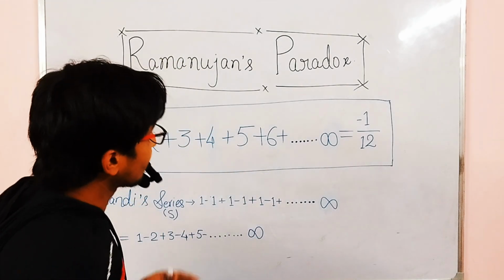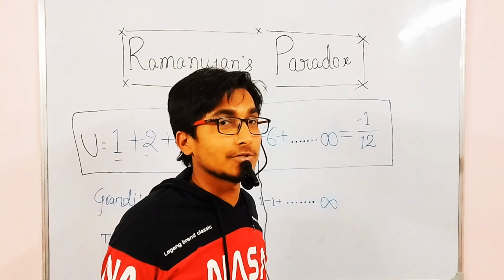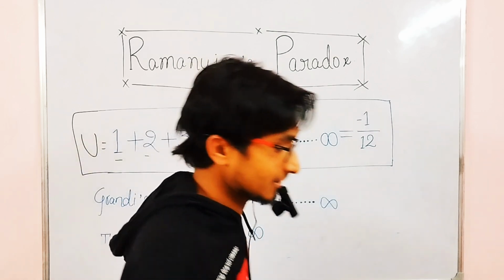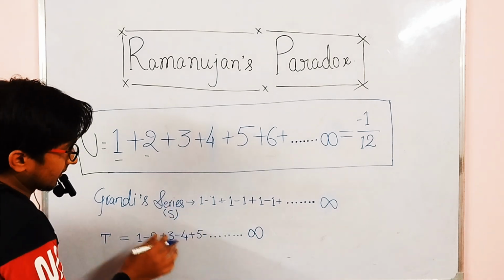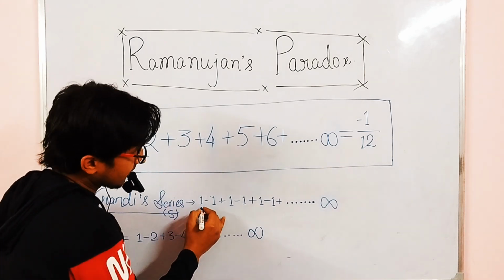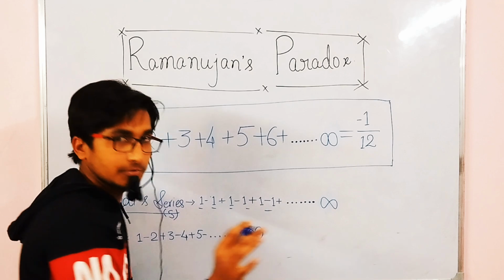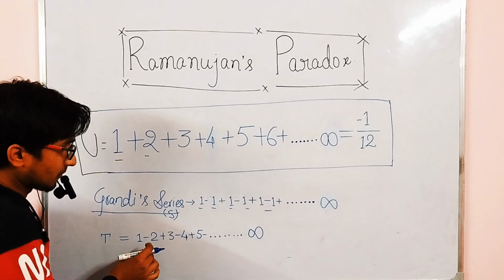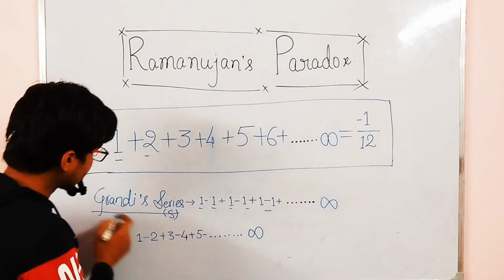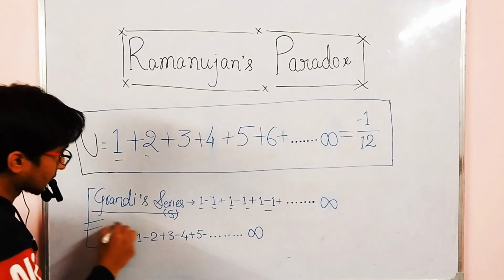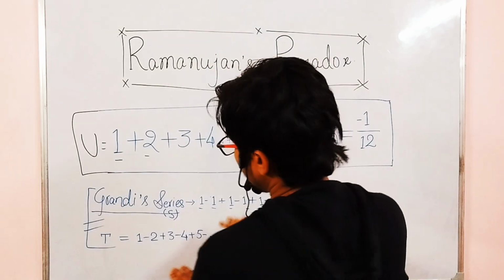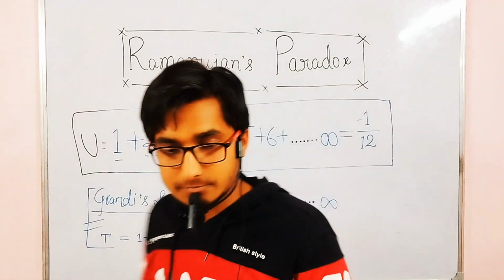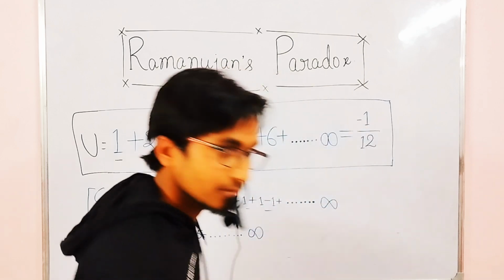Because this result is used in string theory, the theory of everything, let's see how to prove it. For this we will use two series. The series are the Grandi series, alternating positive and negative up to infinity, and 1 minus 2 plus 3 minus 4 up to infinity. We will take the help of these two series to prove this. Now I'm having the board. First of all, we work on the Grandi series.